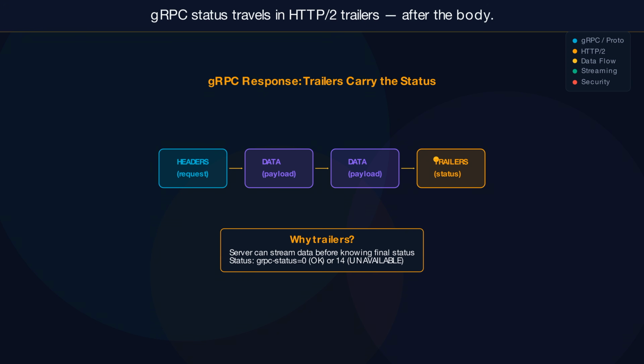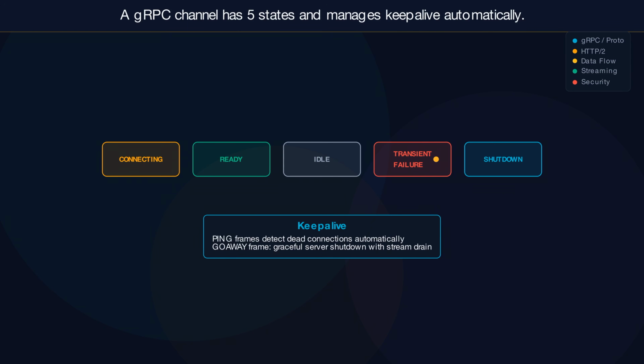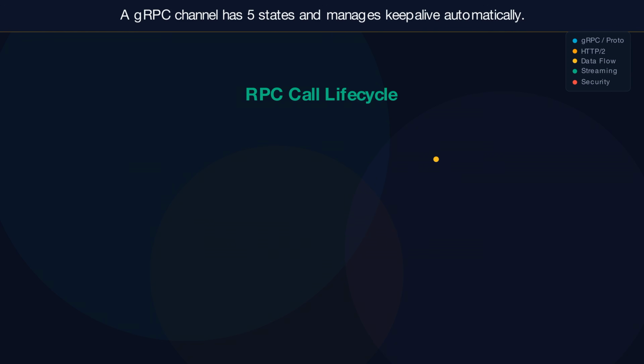5 states: connecting, ready, idle, transient_failure, and shutdown. Keep alive pings detect dead connections automatically. The full RPC call lifecycle. You call getUser on your generated stub.